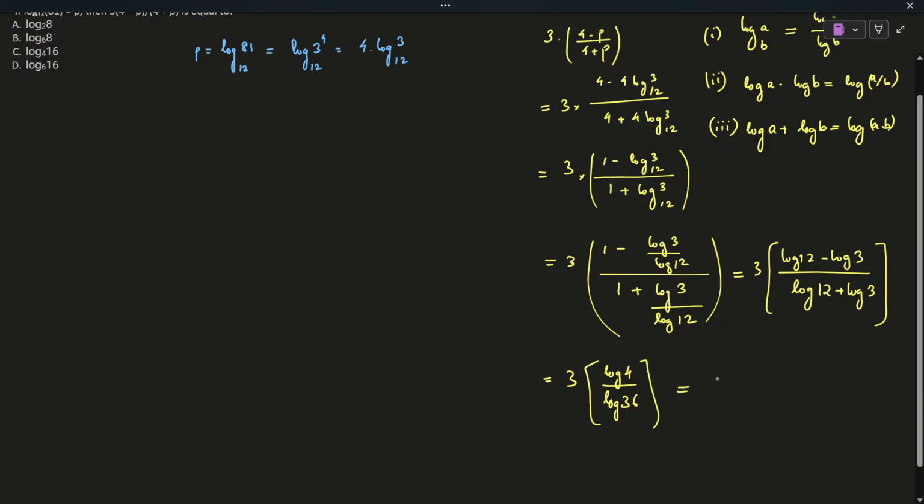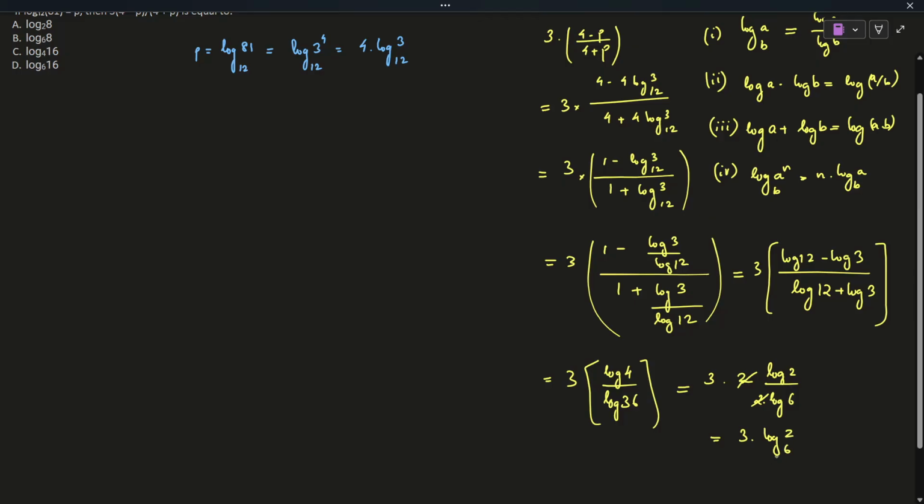Now another property. Fourth property: log a to the power of n, suppose base is b, can be written as n times log a to the base b. So 4 is 2 square, so 2 will come out and I will have log 2. 36 is 6 square, so log 6, 2 will come out. 2 and 2 will get cancelled. So I will be left with 3 times log 2 base 6.